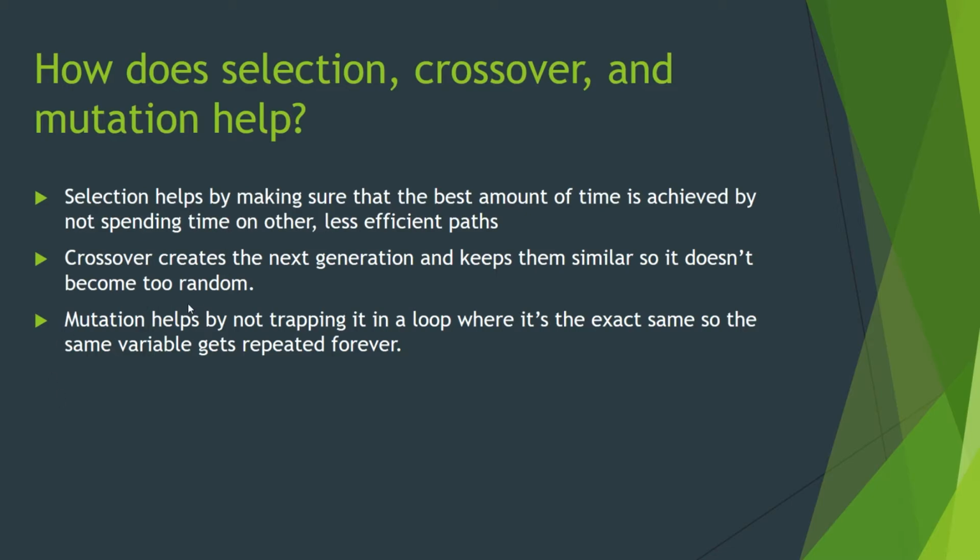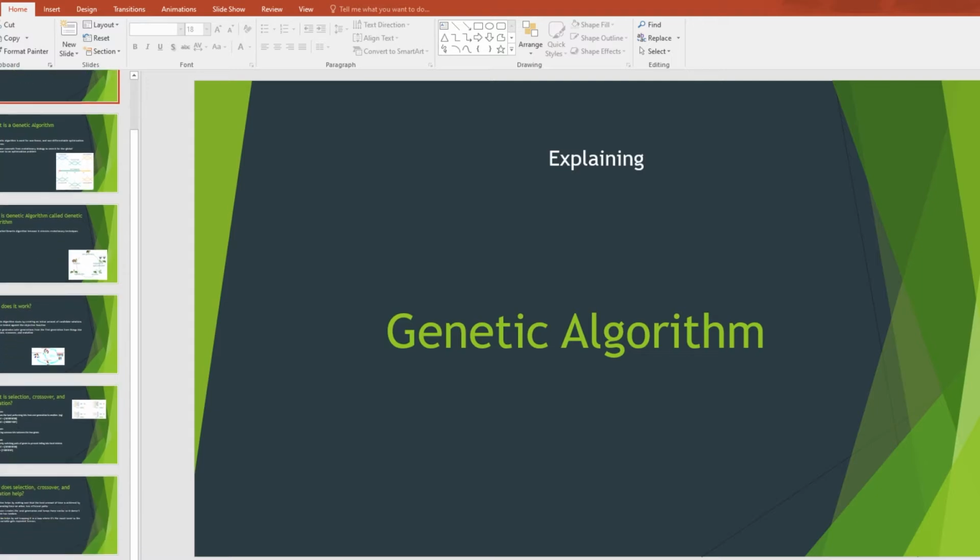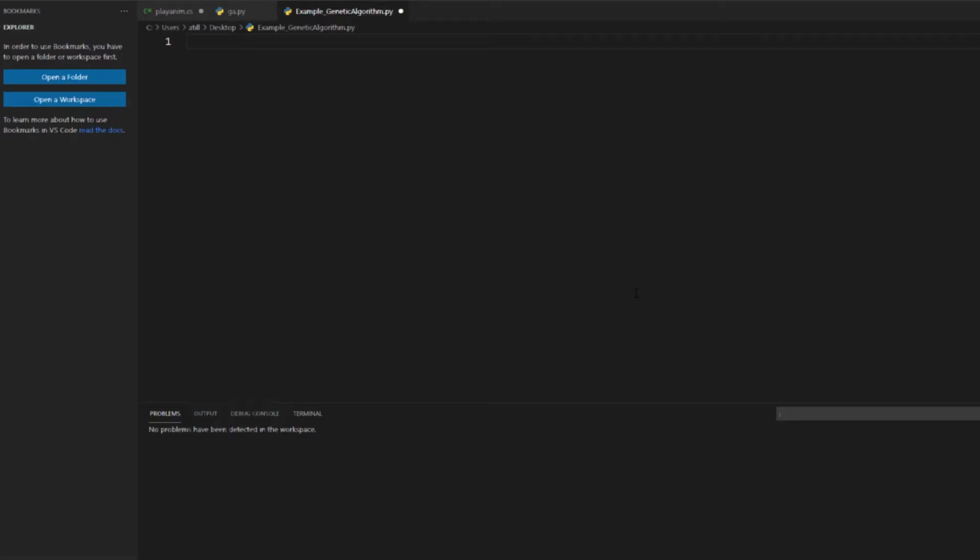And mutation helps by not trapping it in a loop where it's the exact same, so the same genes get repeated forever, and then it never arrives at its final best solution. And yeah, that was the explanation part. Let's go on to the coding part. Okay, that was good. So now let's get on to the coding part.